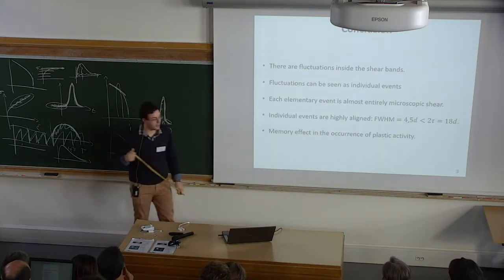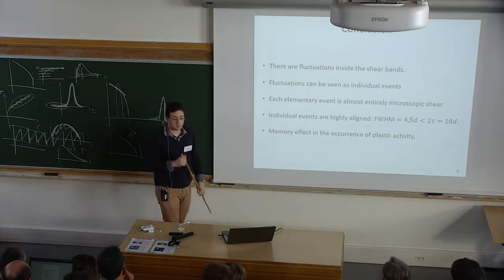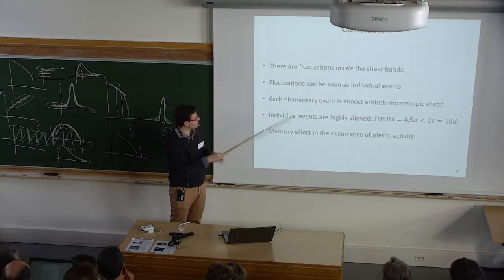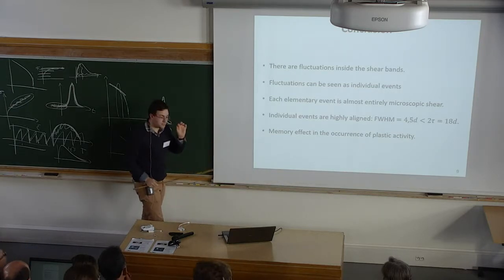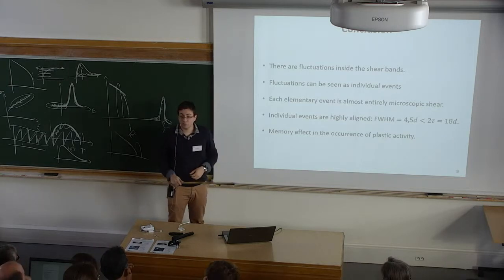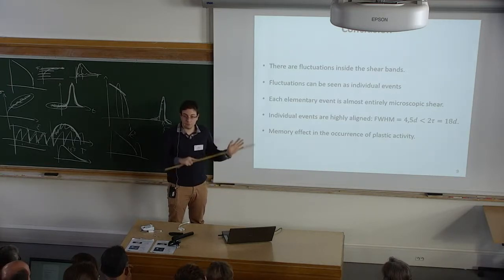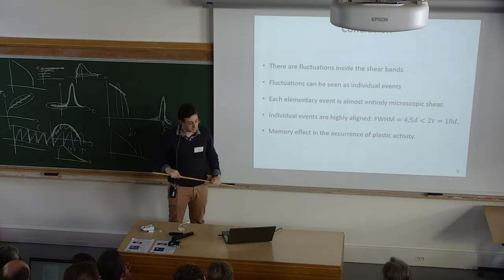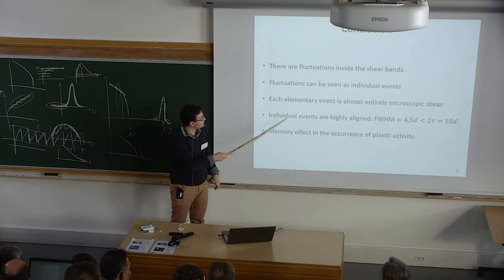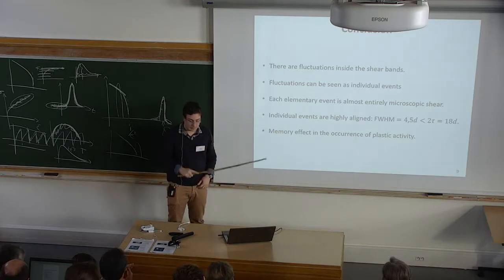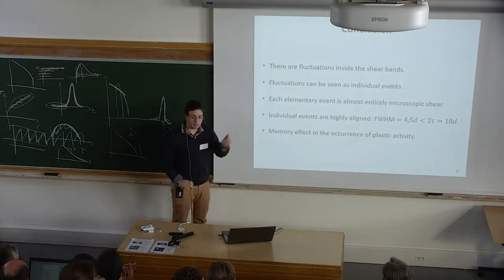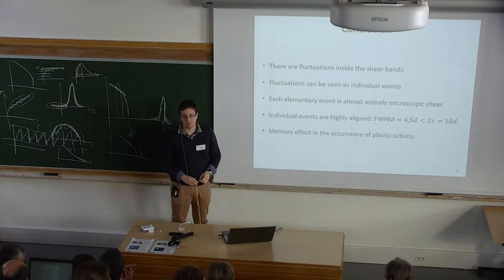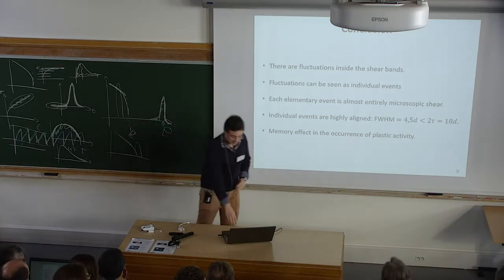So as a conclusion, we have seen that there are fluctuations inside the shear band. These fluctuations can be seen as individual events, and these fluctuations are almost entirely macroscopic shear, because when we make an average of the fluctuations, we get the macroscopic displacement, and these fluctuations are highly aligned along the shear bands with a full width at half maximum of 4.5D, which is smaller than the width of the band. And we can see that there is a memory effect in the occurrence of the plastic activity. Thank you for your attention.